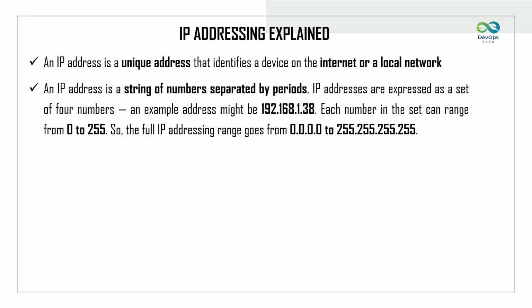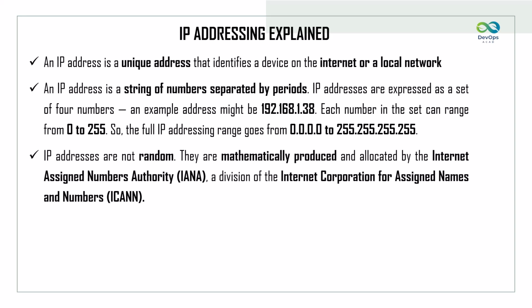How did we come about 192? How do we come about this set of 4 numbers? Now, there's an organization called the Internet Assigned Numbers Authority, IANA, which is a division of the Internet Corporation for Assigned Names and Numbers. It is an organization that was started in the US in 1996 or 1998 thereabout. They are responsible for allocating IP addresses.